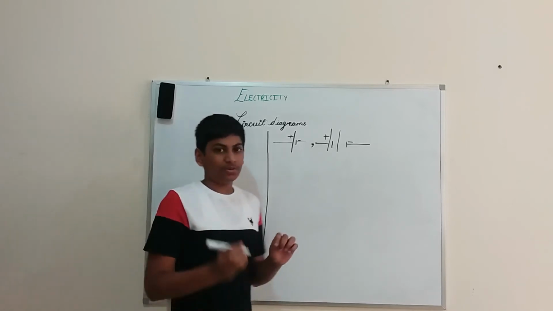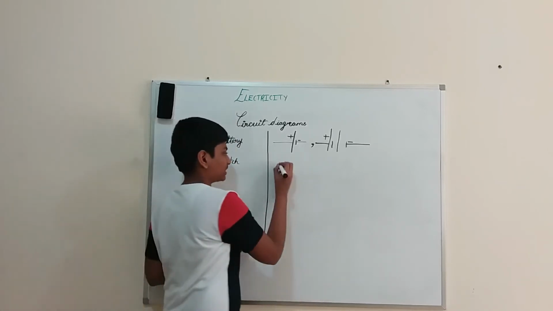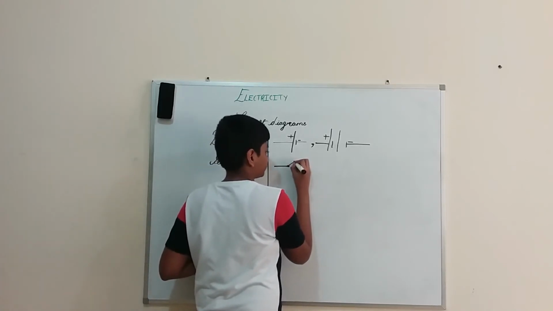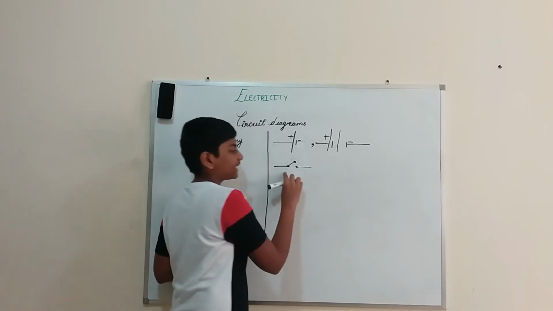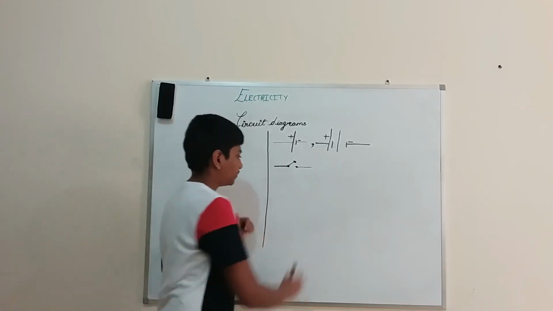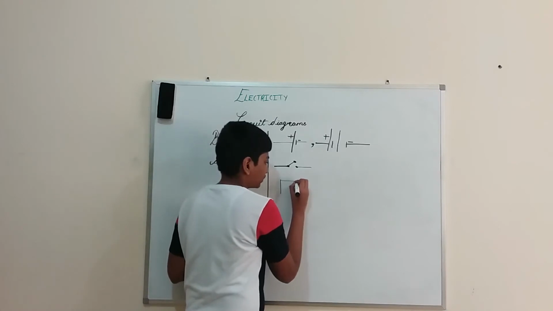The second one is the switch. As you know the function of a switch, a switch can be drawn like this. This states that the switch is off. So if the switch is off, how can you say it? For example, there's a bulb over here.